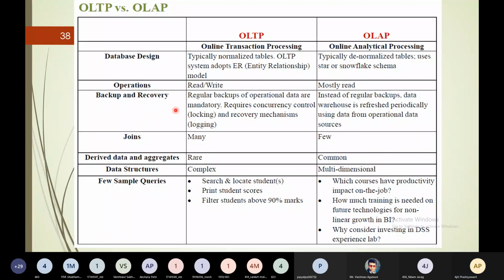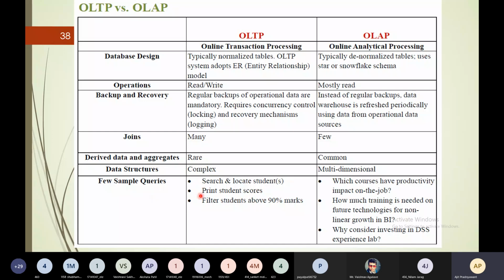Next is backup and recovery. Regular backups of operational data are mandatory. It requires concurrency control, locking, and recovery mechanisms, that is logging. Whereas in OLAP, instead of regular backups, the data warehouse is refreshed periodically using data from operational data sources. In OLTP there are many joins, whereas in OLAP there are few joins. Derived data and aggregates happen rarely in OLTP, whereas they are common in OLAP.